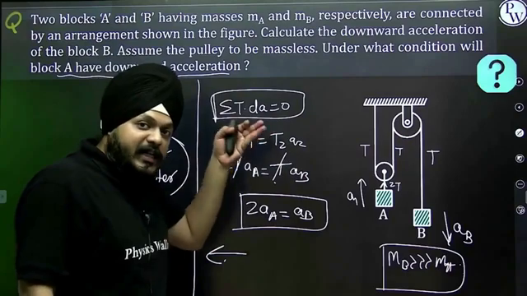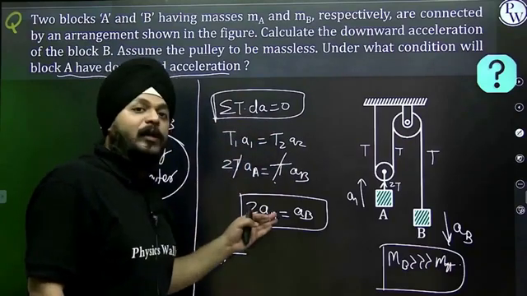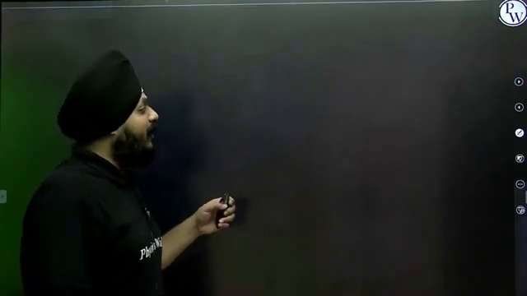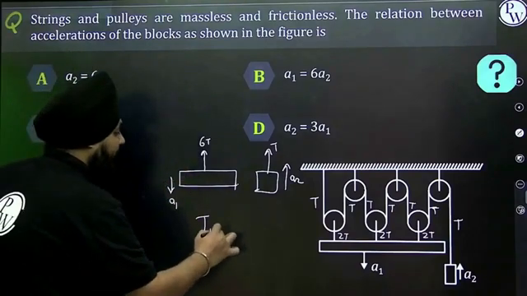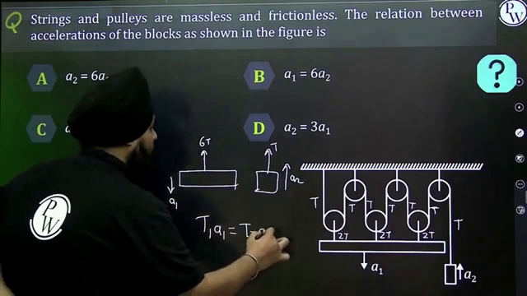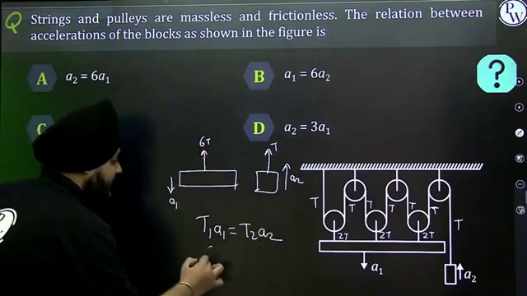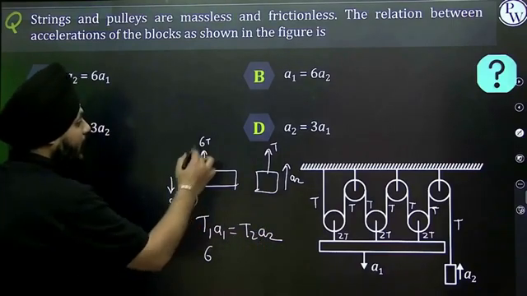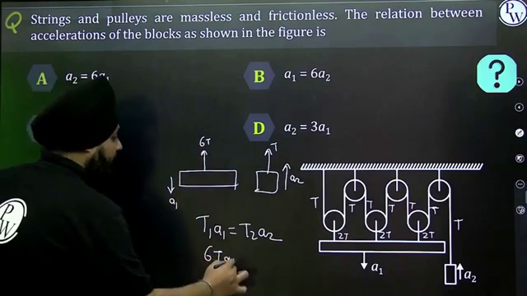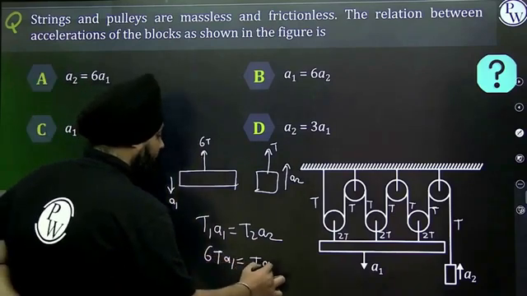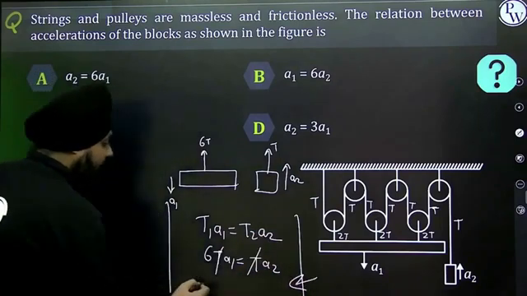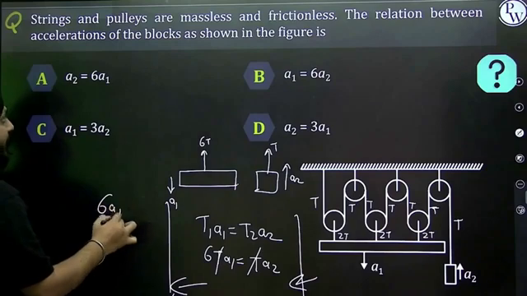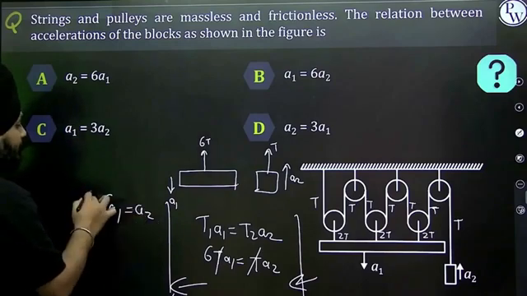We can differentiate it twice to reach from displacement to acceleration, but to save our time, we can directly use that stuff. T1 A1 is equal to T2 A2, right? 6T of A1 is equal to T of A2. T is going to cancel. We are going to have the constraint relation as 6 of A1 is equal to A2.